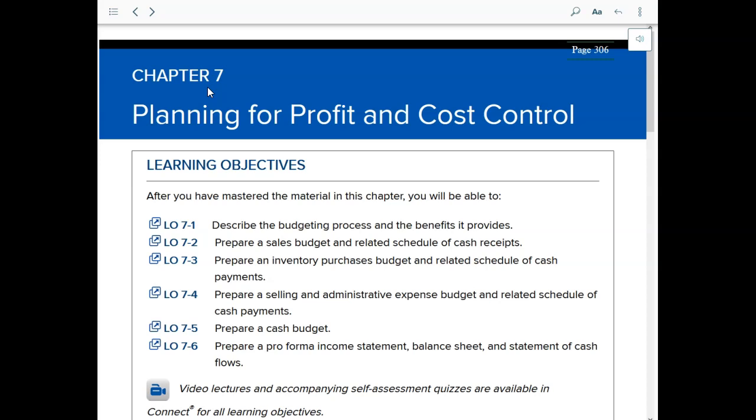In this video, we will cover Chapter 7, which talks about planning for profit and cost control. But really, what this chapter is all about is budgeting, the budgeting process. We're going to cover a variety of budgets, so let's get started.